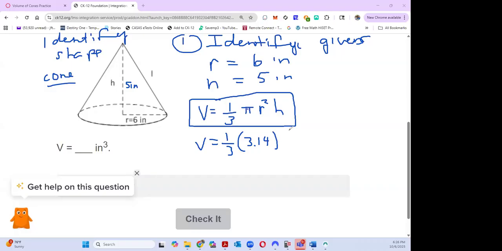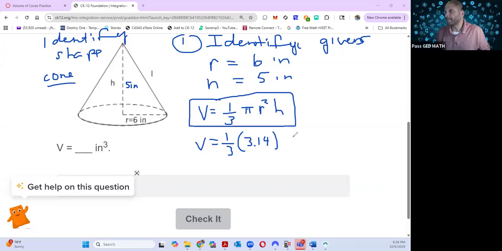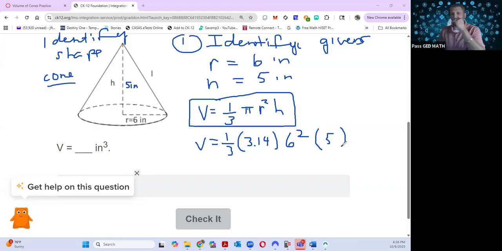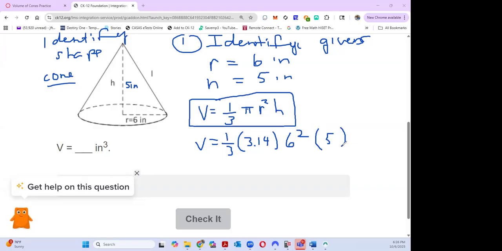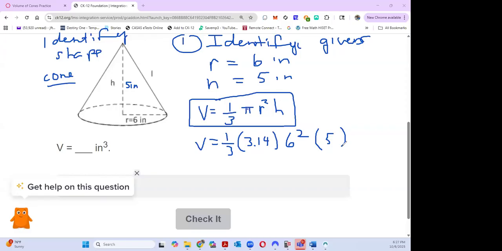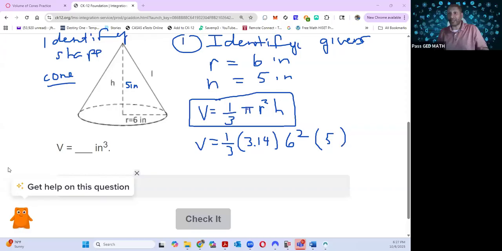What is my r? What's my radius? 6 inches. So we're going to put 6 squared, right? What's our height? 5. Why am I putting these parentheses? Because you've got to multiply. Parentheses mean multiplication. Are you trying to do this by hand? No, I did it by calculator. You're going to use your calculator.